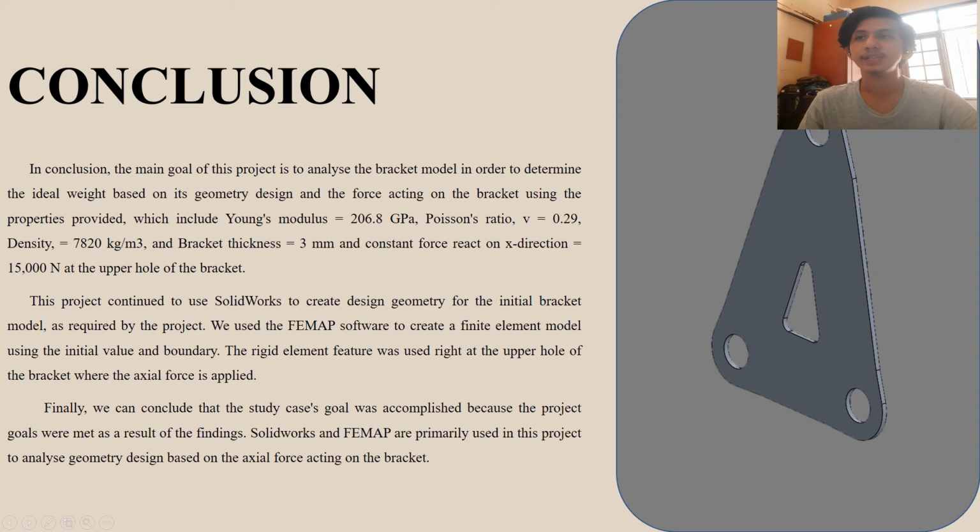In conclusion, the aim of the project is to analyze the bracket model in order to determine the ideal weight based on its geometry design and the force acting on the bracket, using the properties provided, which include Young's modulus, Poisson ratio, density, and thickness, and a constant force reaction in the x direction, which is 50,000 Newton at the upper hole of the bracket.